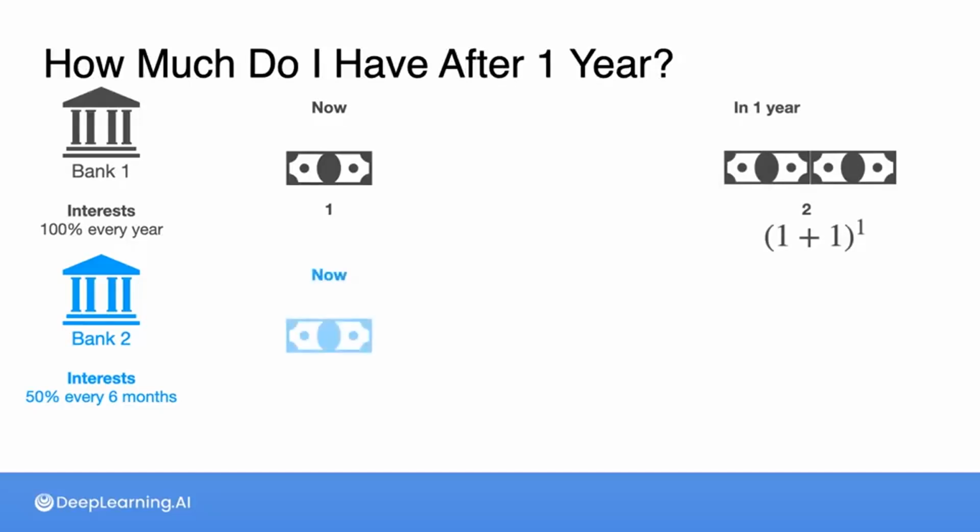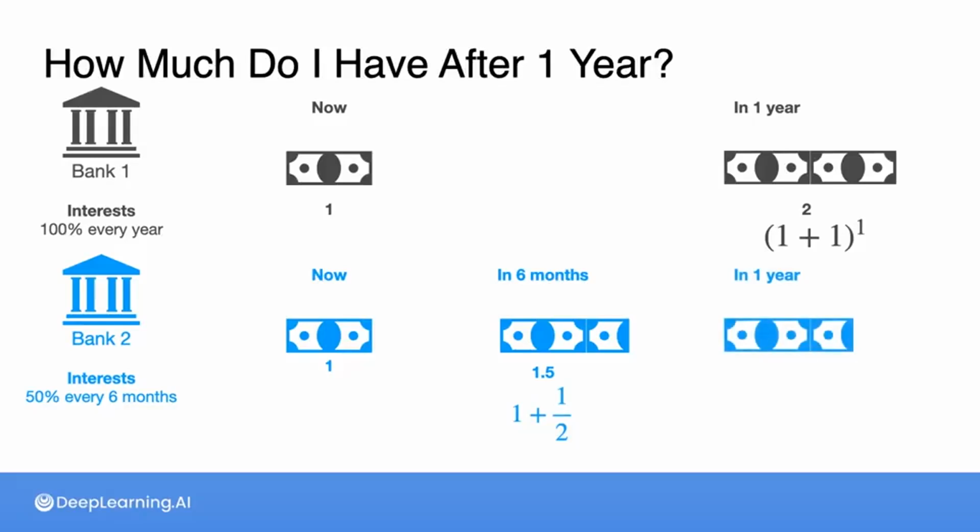In bank 2, now you have $1. And in 6 months, you have $1 plus a half. And in 1 year, you're going to have that amount plus a half of that. So in 6 months, you end up with 1 plus a half, which is 1.5. And in 1 year, you end up with 2.25, which is (1 + 1/2)^2. This is because you're adding half of your money, which means you're multiplying it by 1 + 1/2 every time.